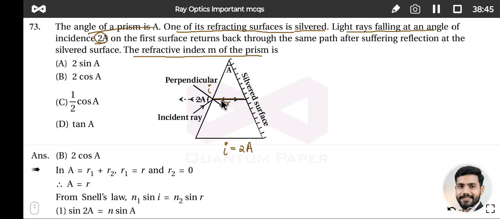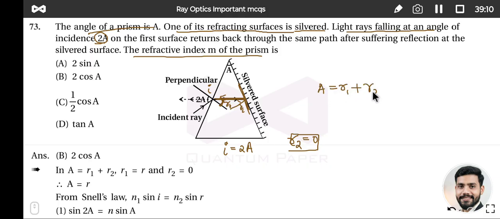So it is going, and after refraction it is coming back. That means the angle of refraction, that is R2, is nothing but 0, because there is no refraction at this silvered surface. So R2 is 0, and the first refraction angle is, let's say, R1. Now we have a condition in the prism: A is equal to R1 plus R2. So R2 is 0, R1 we don't know, and the angle of prism is given as A. So that means A is the same as R1. So we got one condition, that is A is the same as R1.